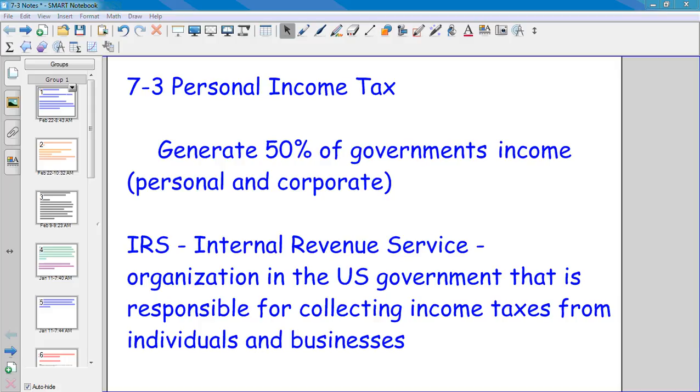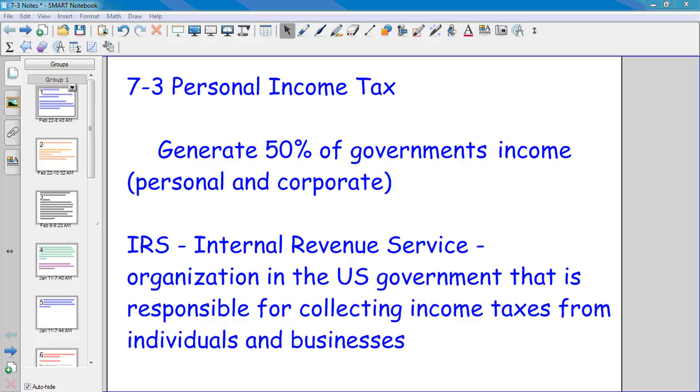All right. Chapter 7, Section 3. Personal income tax. This is a perfect time for this section, because everybody in here that has a job, or everybody's parents in here that have a job, is going to have to pay personal income tax by April 15th. If I show you how to do it, I can maybe give you a day in class to do it yourself. You bring all your stuff. You can file your taxes online after this section, if you understand.